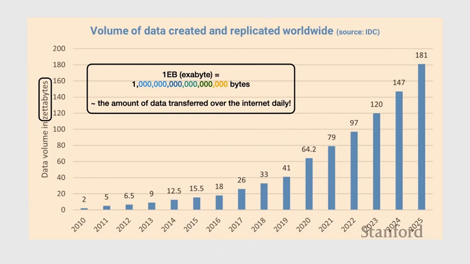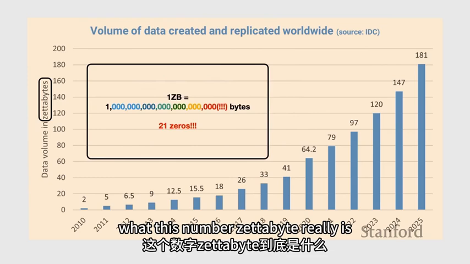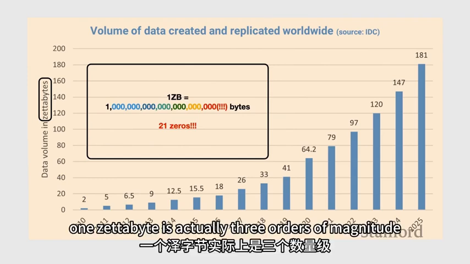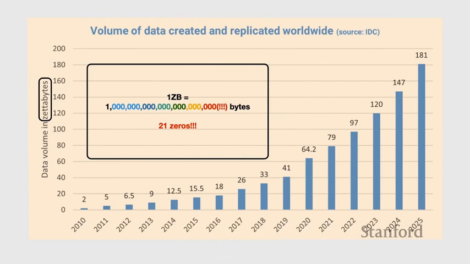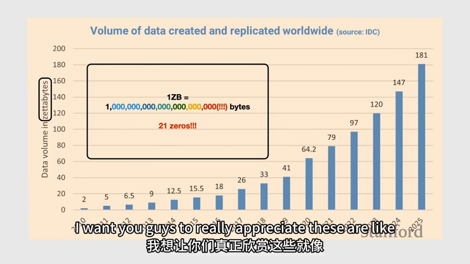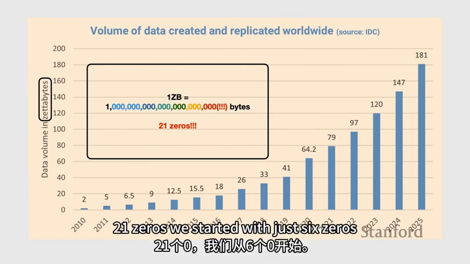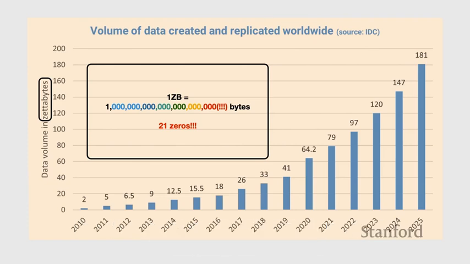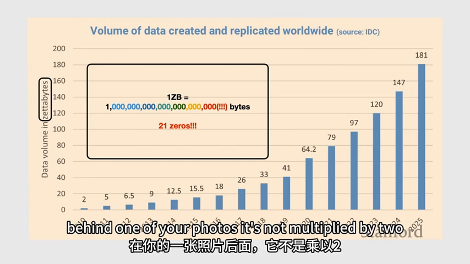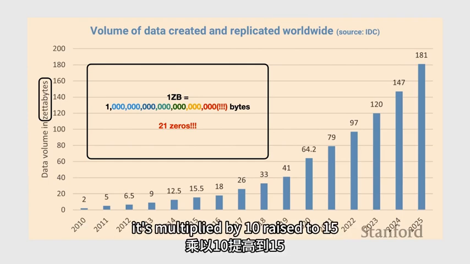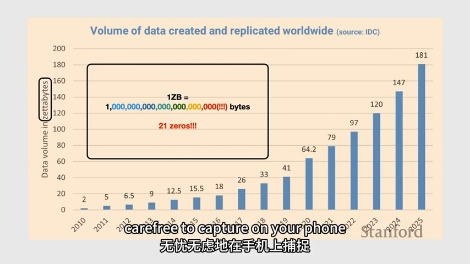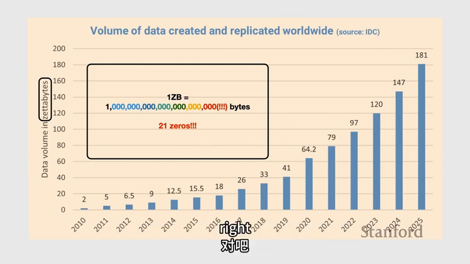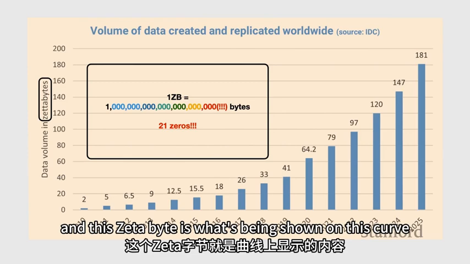And this finally leads us to what this number zettabyte really is. 1 zettabyte is 3 orders of magnitude over what I just talked about. So I want to wait a second and I want you to really appreciate these are 21 zeros. We started with just 6 zeros behind one of your photos. It's not multiplied by 2. It's multiplied by 10 raised to 15 from that single photo which you are very carefree to capture on your phone. And this zettabyte is what's being shown on this curve.